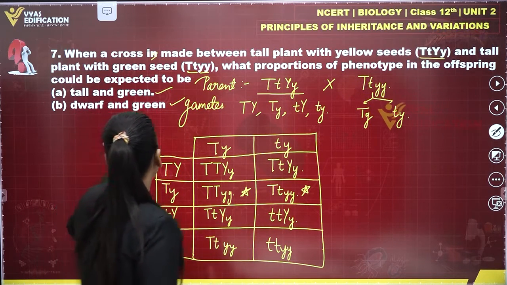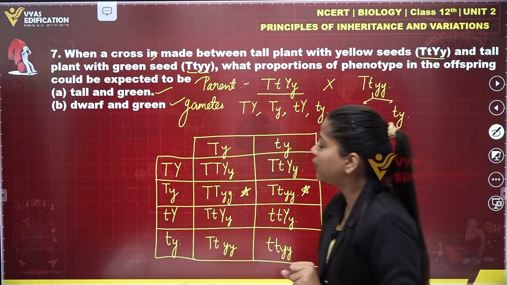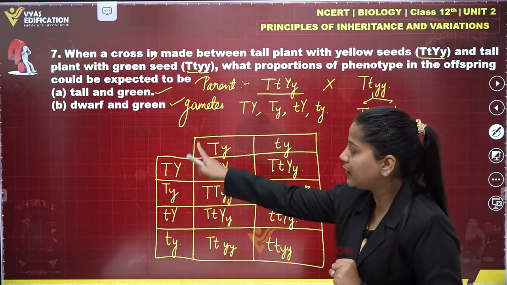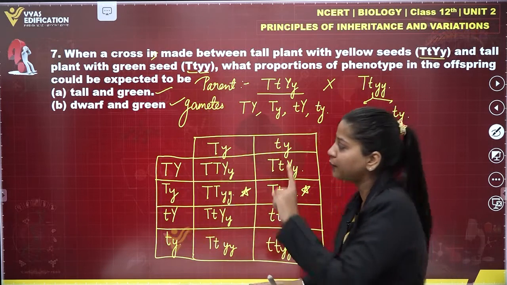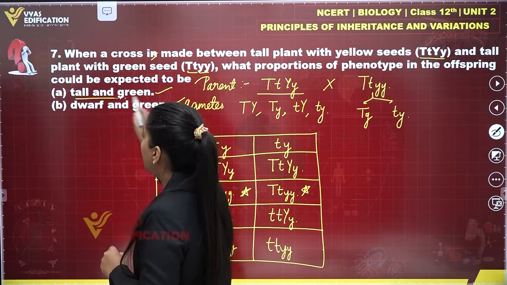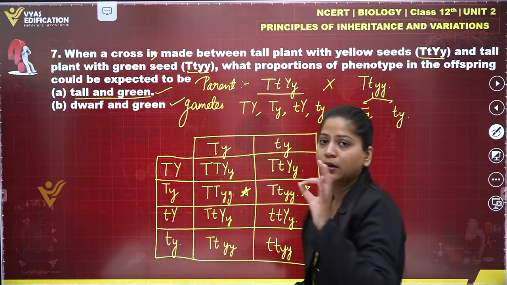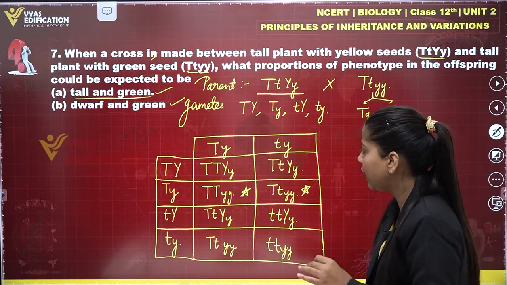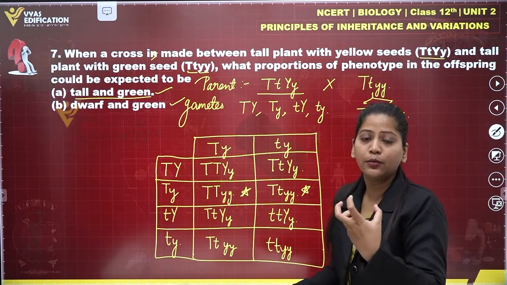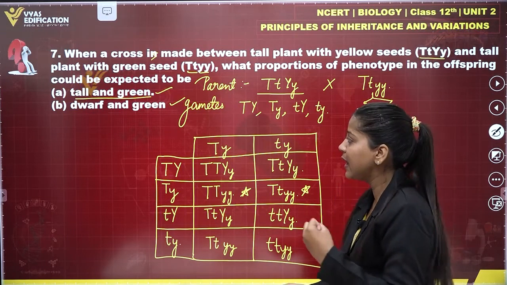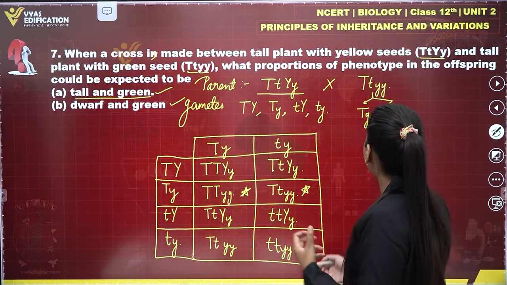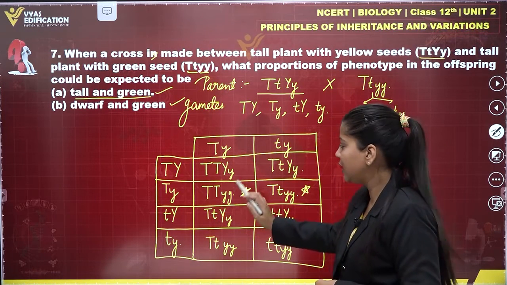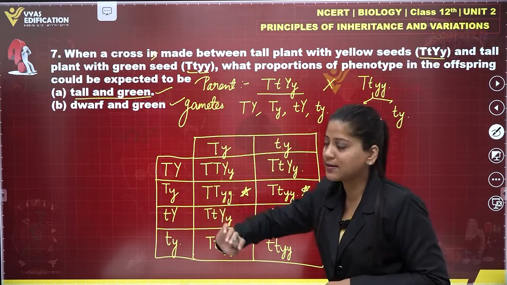So now we have to conclude what proportion of the phenotype in the offspring is tall and green and dwarf and green. First, if we talk about tall and green, the height of the plant should be tall and the seeds green, and green seed will be obtained only in the recessive condition, that means small y. So this is not the condition applying to this.